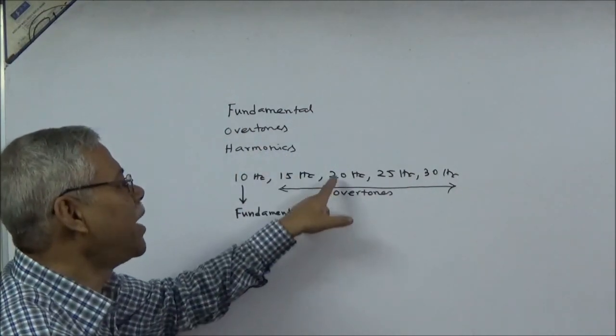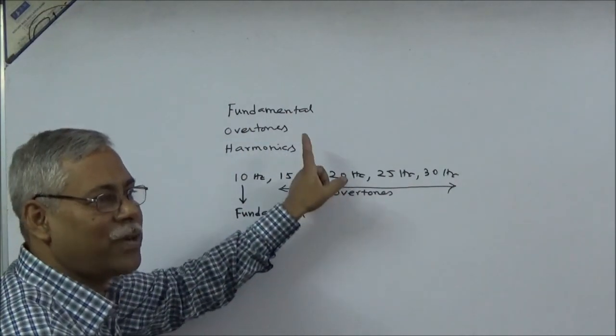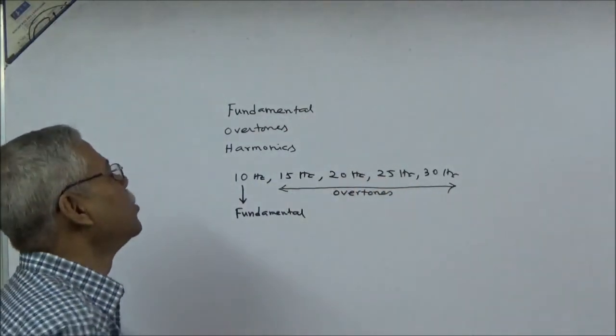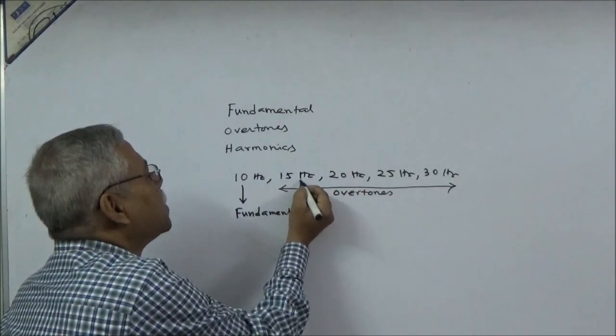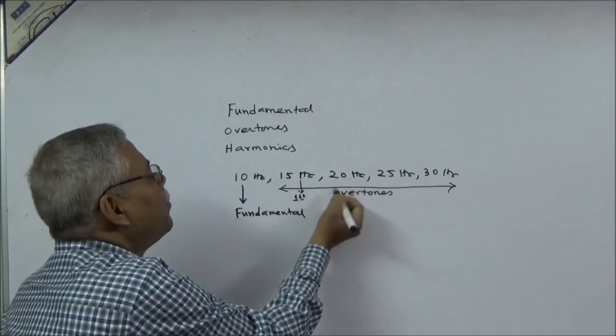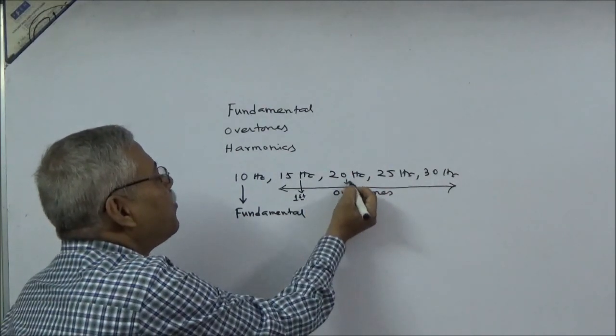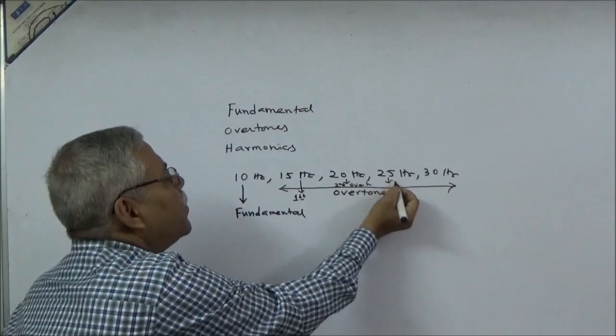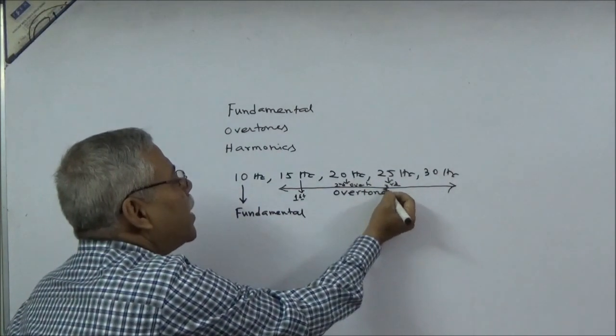The overtone that comes in the second place is the second overtone. This comes at the third place, third overtone. Okay? So this is first overtone. This is the second overtone. This is the third overtone, like that.